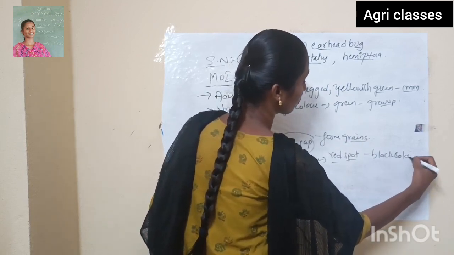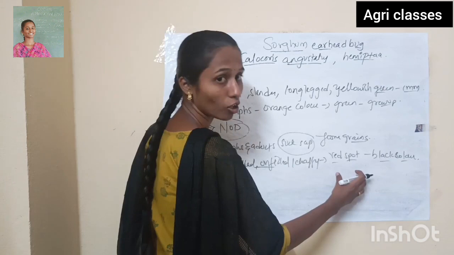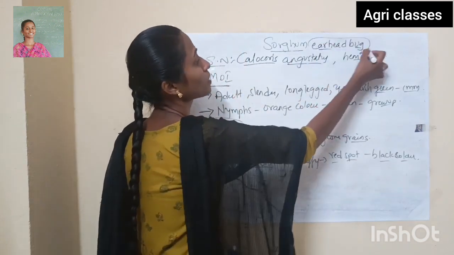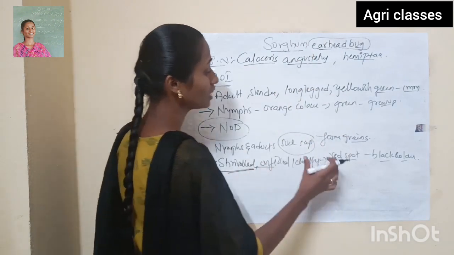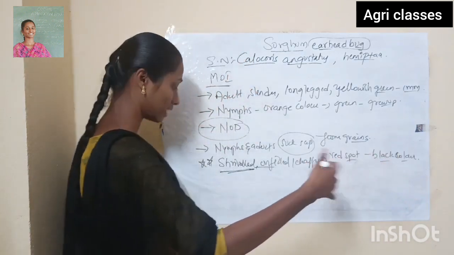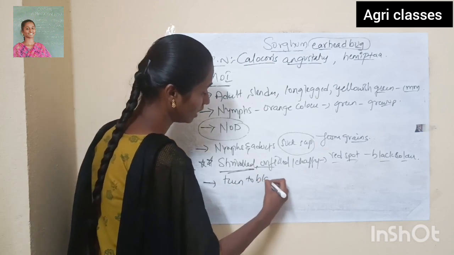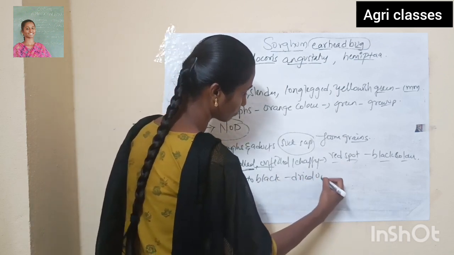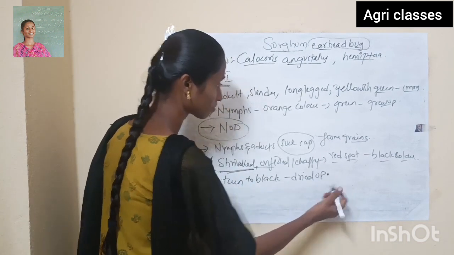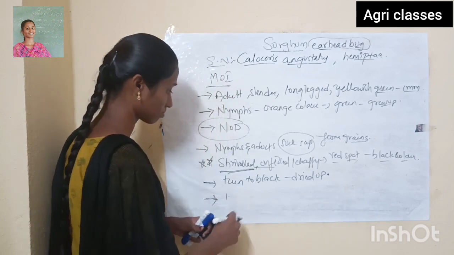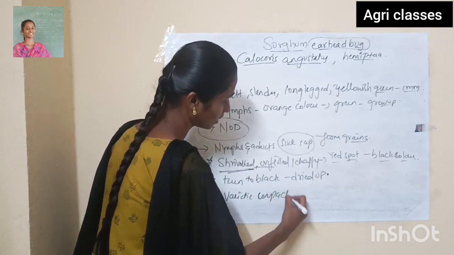So the main important objective is: shriveled, unfilled, chaffy grains with red spots on the grains is due to the attack of which pest in sorghum? Sorghum ear head bug. This is a most important bit for competitive exams. Shriveled, unfilled, chaffy grains with red spots will turn black later, and the complete ear head turns black, and later it dries up. Then here we can also observe varieties with compact ear heads are affected more.